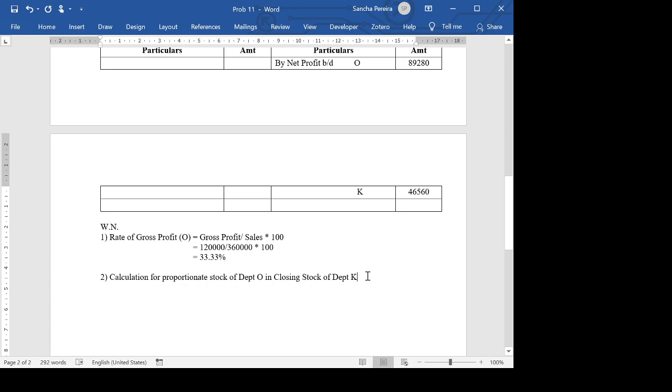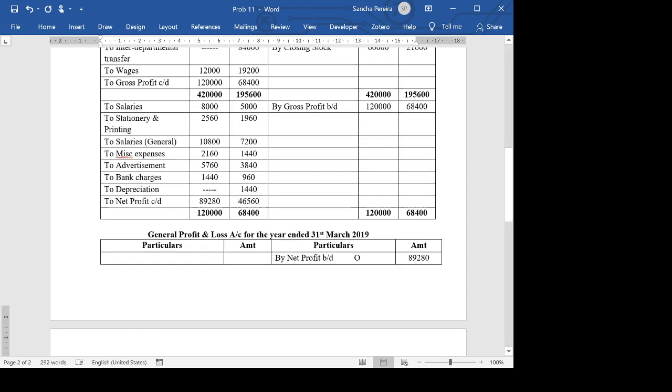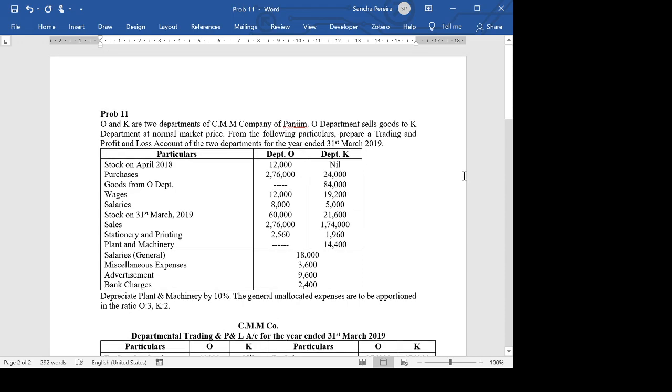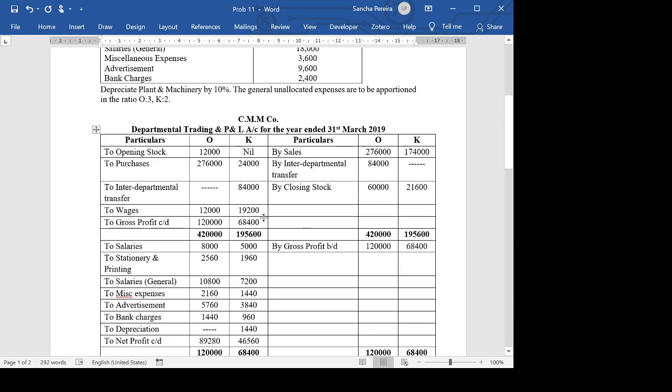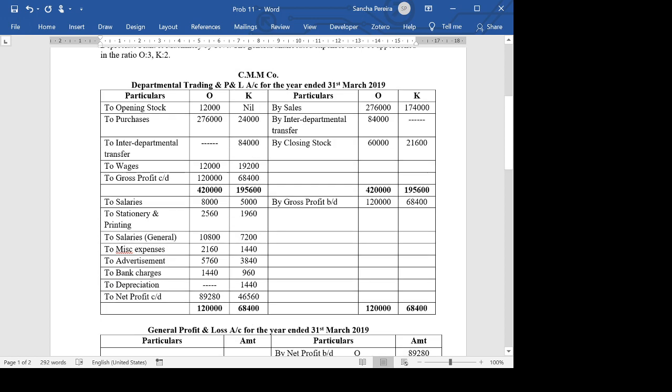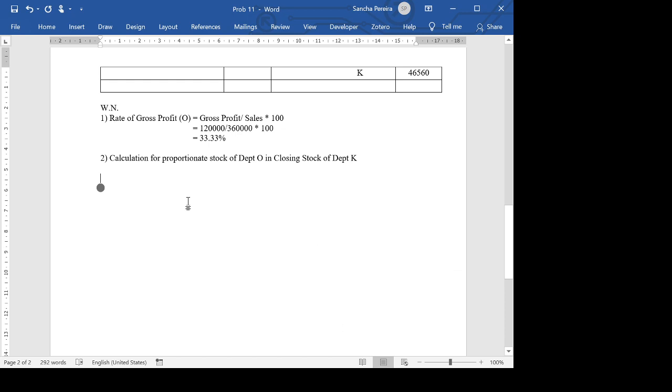What we are going to do is see what the total purchases of K are. K has got goods worth 24,000 from outside plus 84,000 from O. If you do a simple calculation, 24 plus 84, you will get 1,08,000. How did I get this 1,08,000? It is 24,000 plus 84,000.